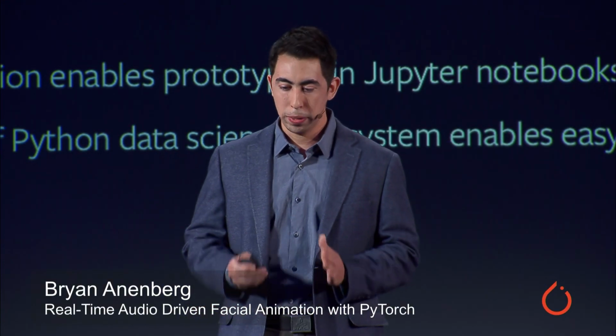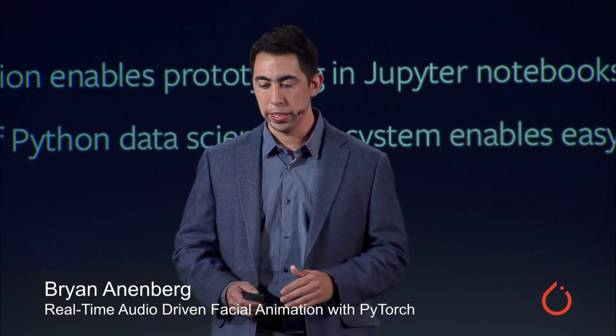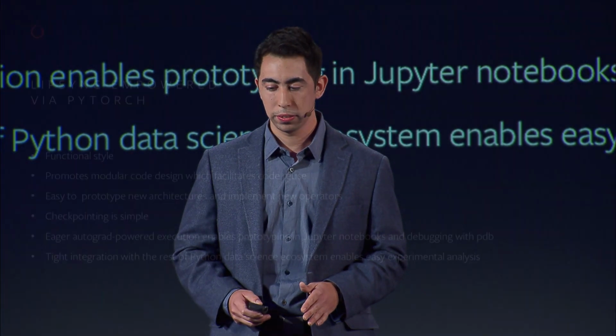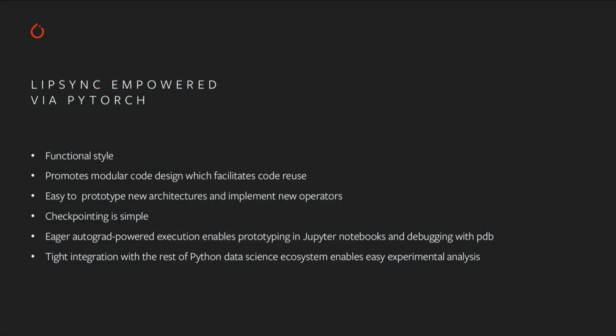Finally, PyTorch enabled this project in a variety of ways. The functional style of PyTorch simplified our model architecture while promoting modular code design, which facilitated code reuse. This made it easy to make use of modules across multiple projects and simplified the coding development process. PyTorch also made it very easy to prototype new modules, new layers, and experiment with new operators. Finally, we found that PyTorch made it especially easy to checkpoint and save the model state when training.